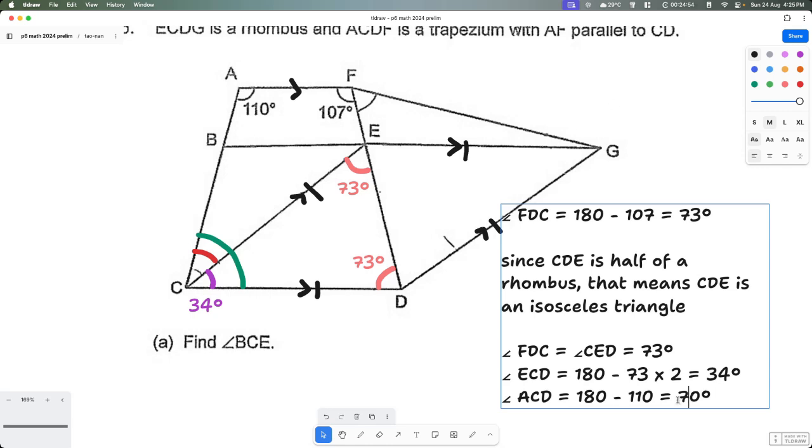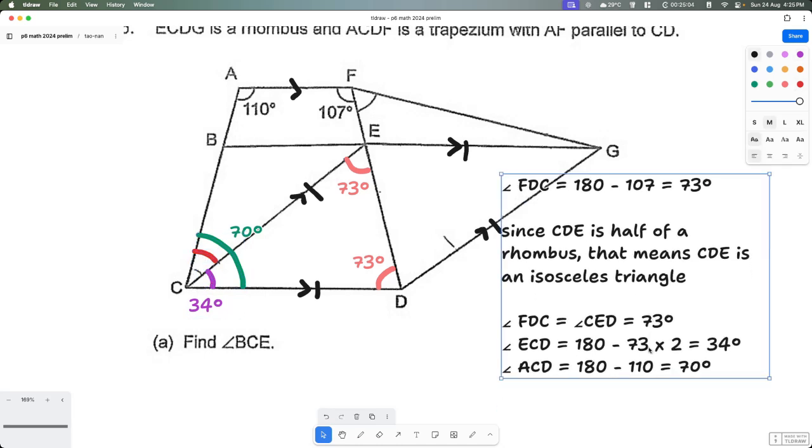Right, so this 70 degrees is this green angle over here. Let's put it over here. So this is 70 degrees. So we get this green angle and this purple angle. That means we get the red angle, which is what we want, right? Which is angle BCE is equal to 70 minus 34, which is 36, right?